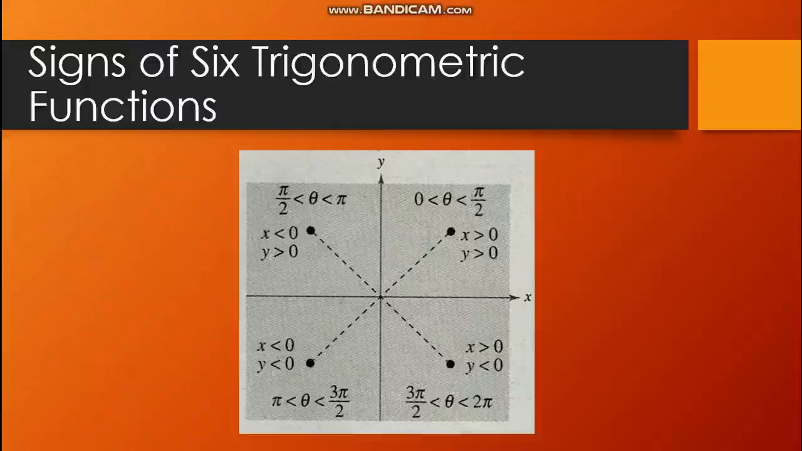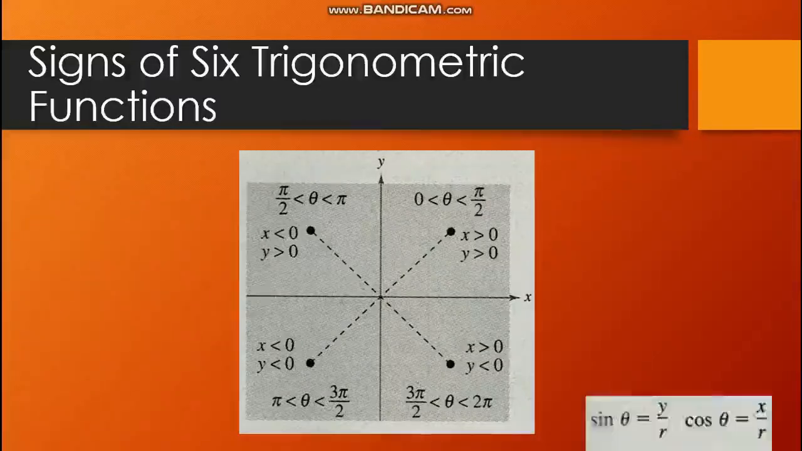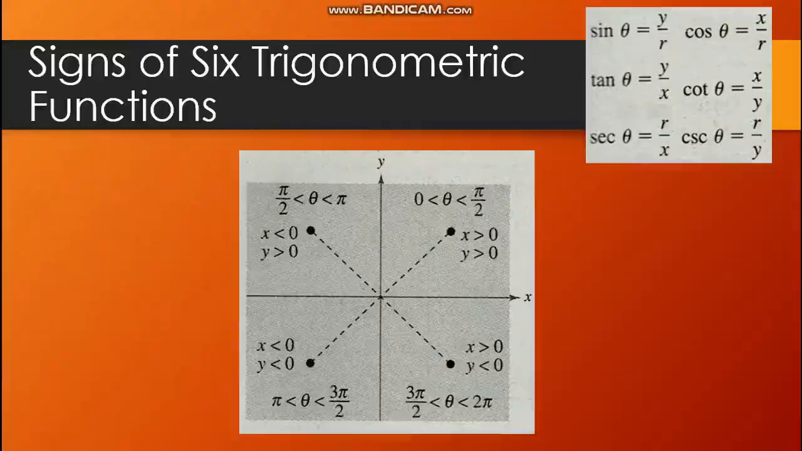Sa first quadrant, both x and y are positive. Ibig sabihin, yung ating angle diyan ay acute. Kapag naman second quadrant, x is negative, y is positive. Obtuse angle siya. Ang angle na theta natin lies between pi over 2 and pi.